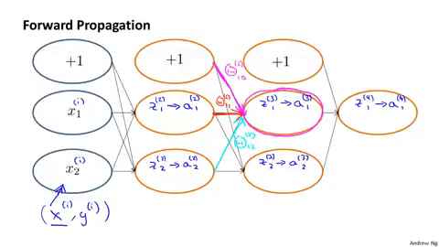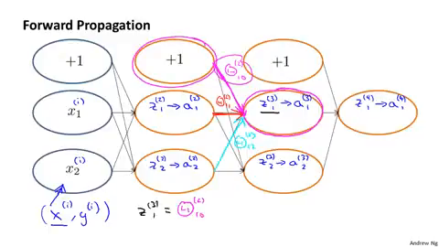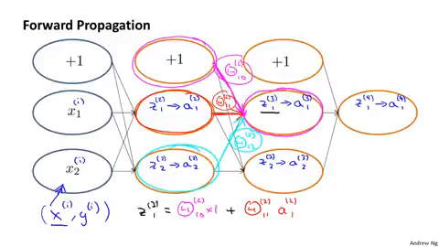So the way we compute this value, z31, is as equal to this magenta weight times this value. So that's theta210 times 1. And then plus this red weight times this value. So that's theta211 times A21. And finally, this cyan weight times this value, which is therefore plus theta212 times A21. And so that's forward propagation.